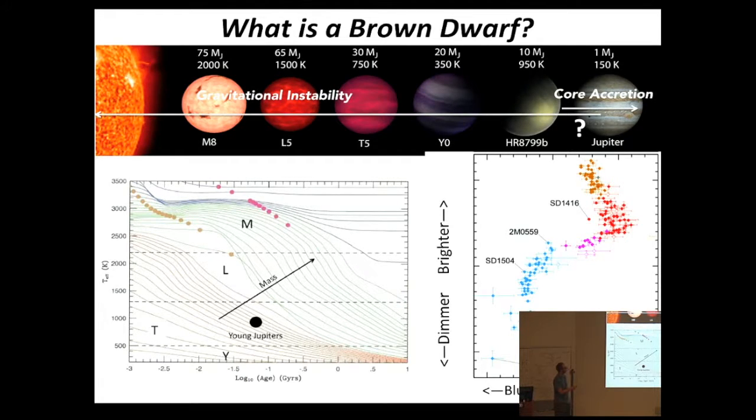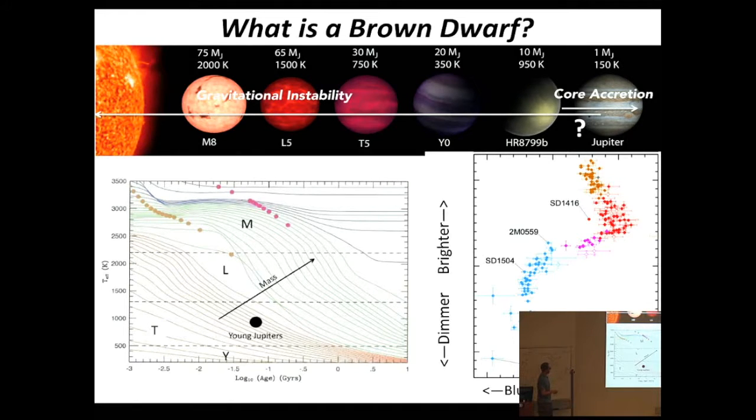You can form low mass brown dwarfs possibly via gravitational instability, like you form stars and whatnot, or you could possibly form massive planets on the order of 5 Jupiter masses via some core accretion mechanism. So I think the debate is still out on that.